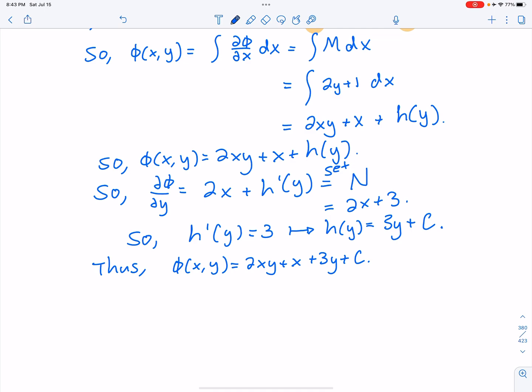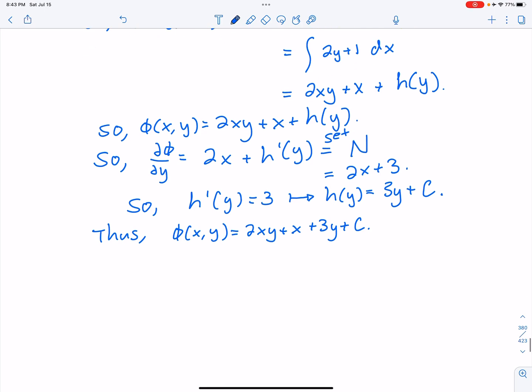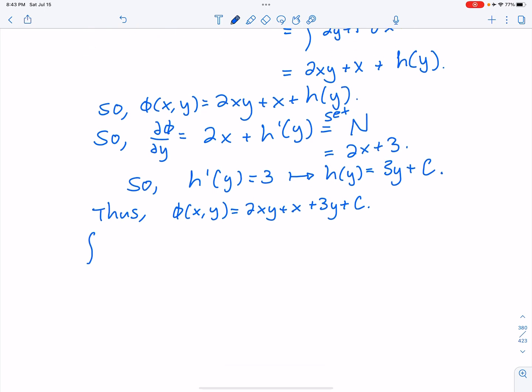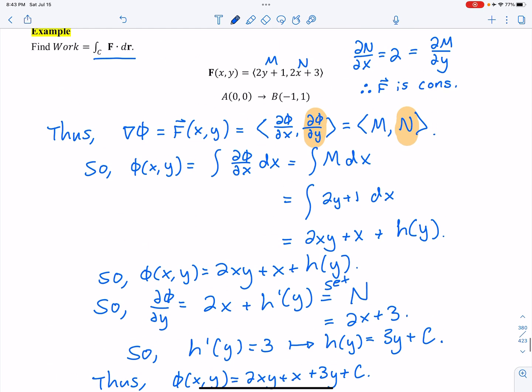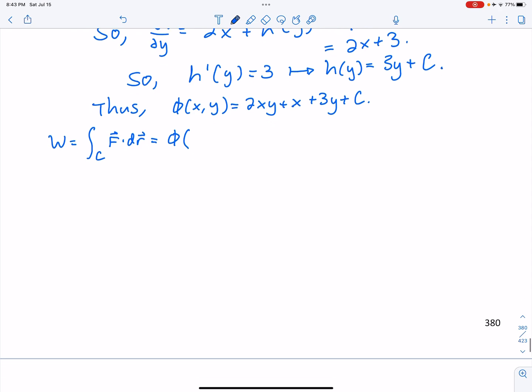Now the problems in the past would be done right there. But what's really nice about this method is I know that the line integral over C of F dotted with dr, that's work. Right? The work is going to be equal to phi, which I have, and then we have the points that they gave us. They said start here from A to B, and we just do B minus A. So I'm going to plug in negative 1, 1, minus phi of, I think it was 0, 0.